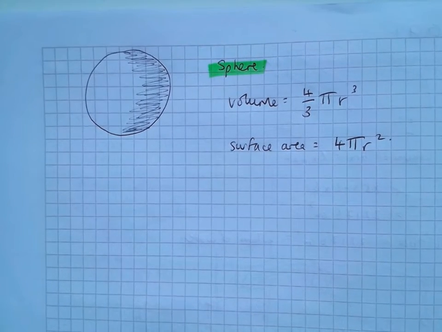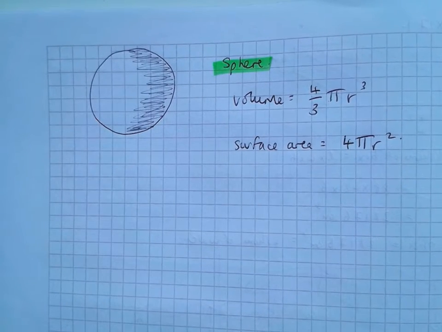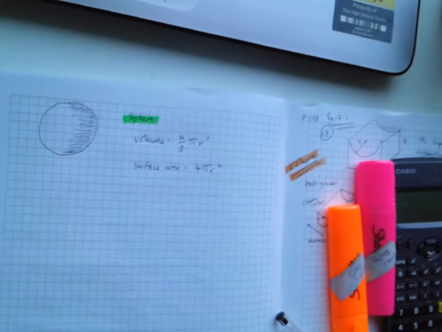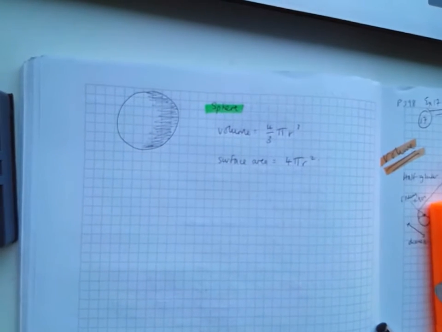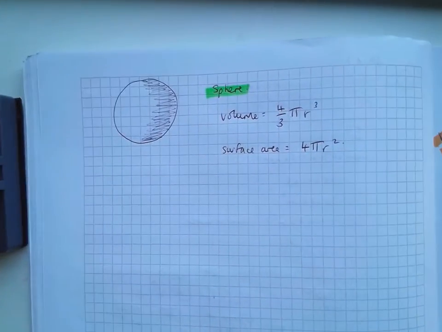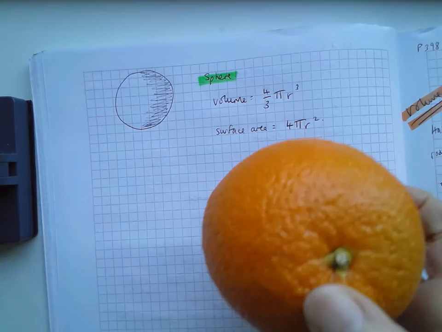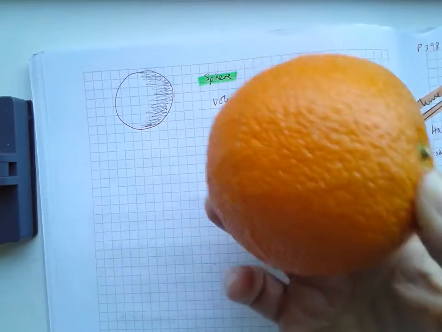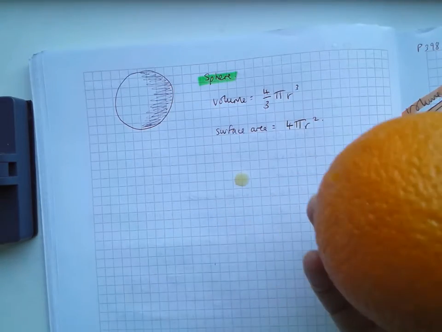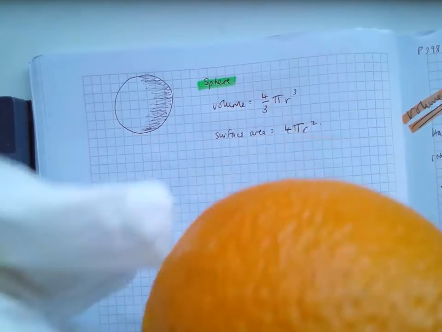The sphere, an example, I have one here with me. I'll just lift the camera up a bit. A sphere is like a golf ball or a soccer ball or a tennis ball, anything like that. You know what a sphere is. Basically it's a ball. It's also, as I found today in my kitchen, like an orange. So it's like an orange.